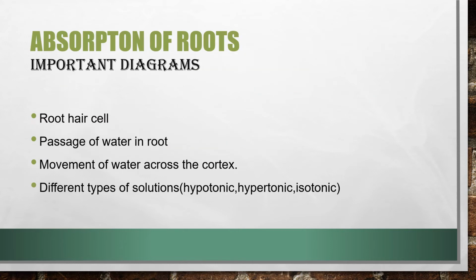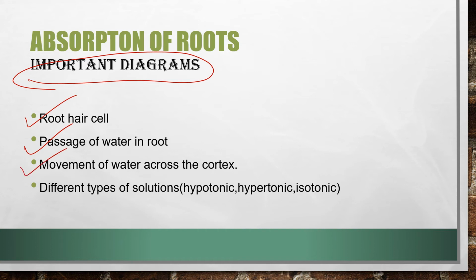Now what important diagrams should you draw in this lesson? The first one is the root hair cell. It is very important. They can give you one root hair cell with some parts labeled, and they can tell you to write the labeled parts, and they can ask you about the functions of these individual parts. Next one is the passage of water in root. The third one is the movement of water across the cortex.